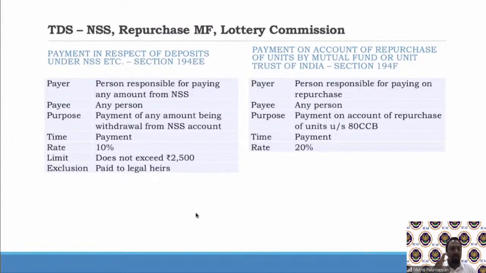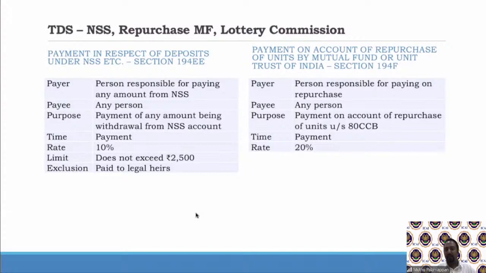So it is a very old section. These days, in fact, there are deductions available for NSS earlier. Currently, the scheme is not active. So just for theoretical purposes, just know that any withdrawal from NSS will be subject to tax deduction at 10%. It is applicable only when the amount exceeds 2,500, and it is not applicable when the amount is paid to the legal heirs. So that is 194E. Then you have 194F.